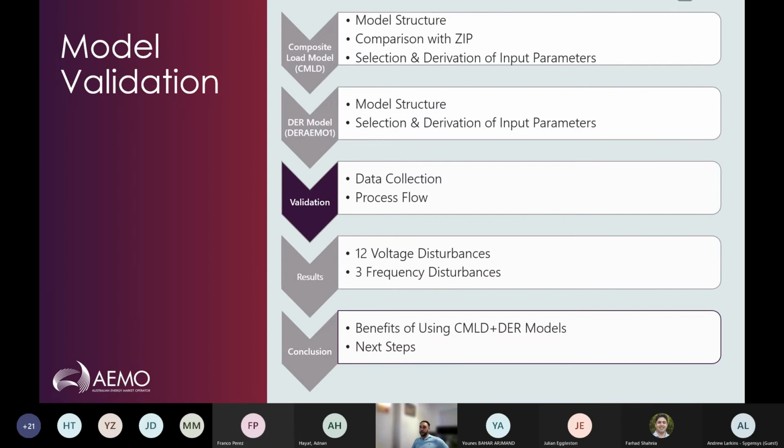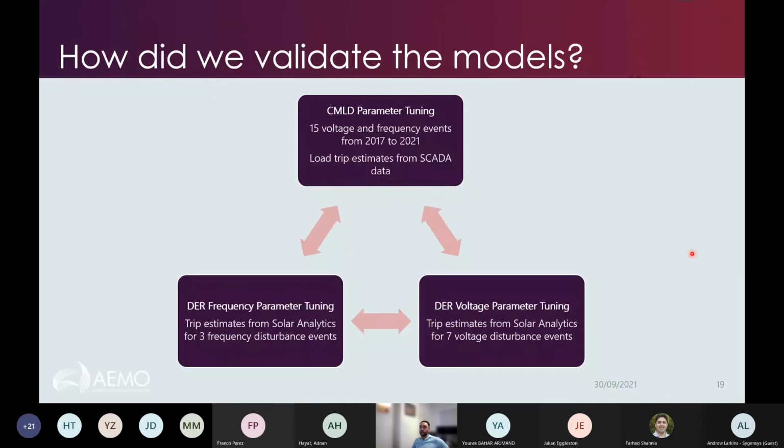Nope, I'll keep going. So the model validation, these last few sections are quite quick, but how do we validate the model? I'll just do it in 3 steps. So the composite load model parameter tuning. For the composite load model, we looked at 15 voltage and frequency events from 2017 to 2021, because that's where we had the most data.